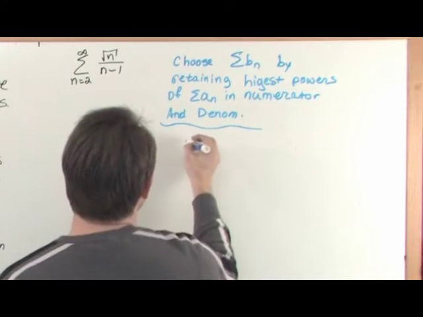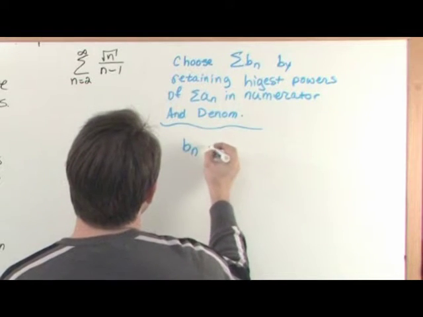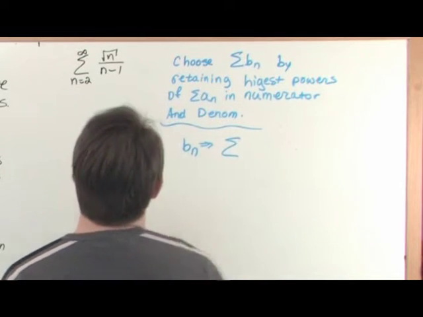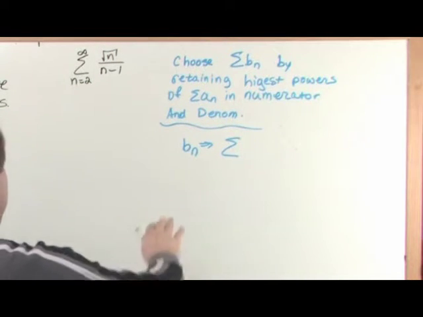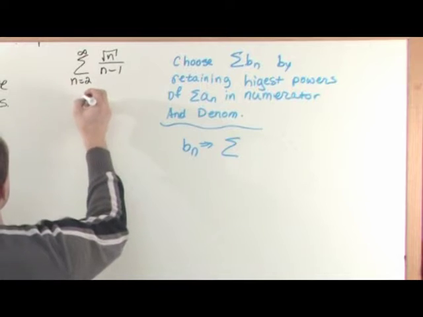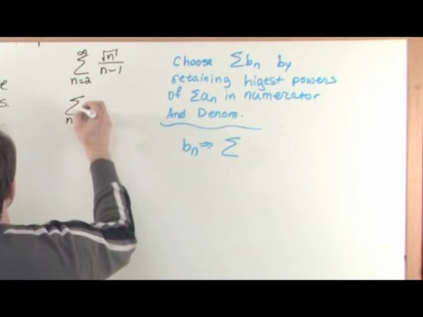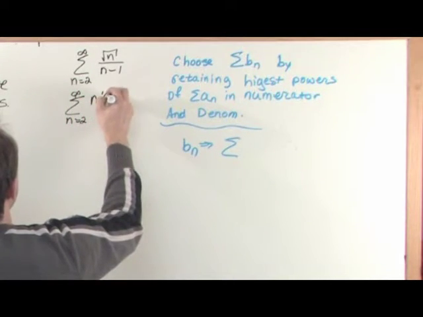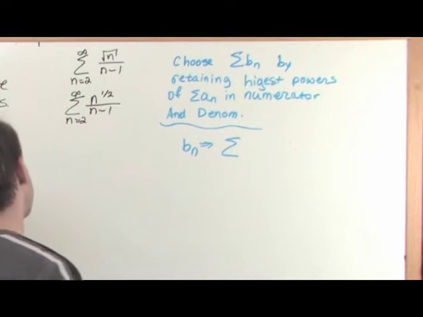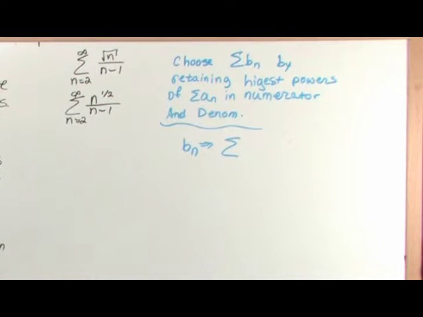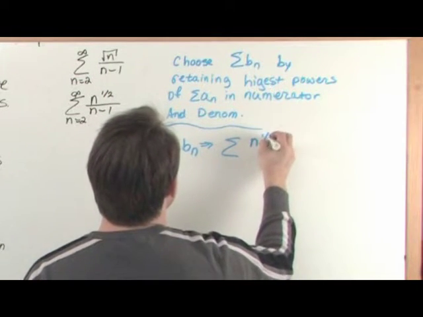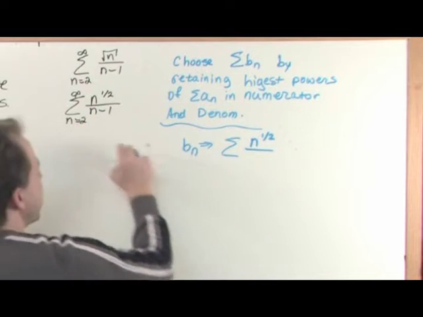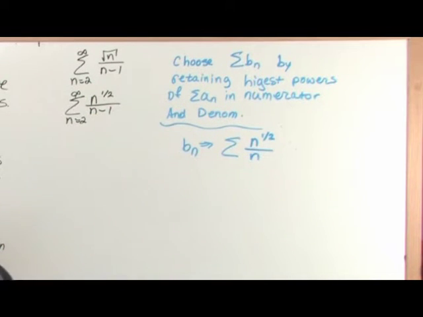What it says here is what I'm going to do for b sub n for this particular example. Let's go back up here for just a second before you choose b sub n. Let's simplify this. Sum from n equals 2 to infinity of n to the 1/2 over n minus 1. I like to write everything in terms of exponents, okay? So I'm going to retain the highest power in the numerator, which is n to the 1/2, and I'm going to retain the highest power in the denominator, which is n. Okay, so that's what my b sub n is going to be, and that's going to be my first starting point.